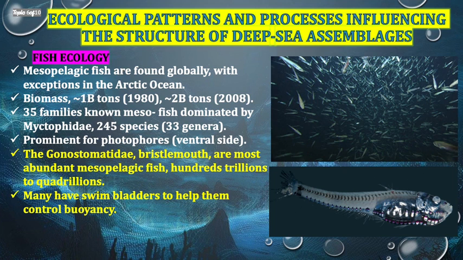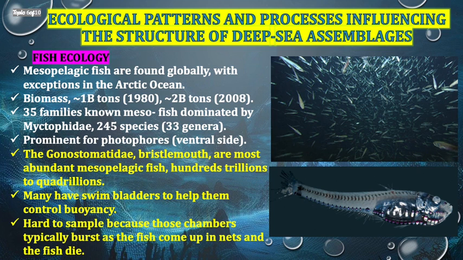Many mesopelagic deep sea fishes have swim bladders that help them to control buoyancy. And as we know, this is very important because if the fish actively swims all the time, the fish will likely use so much energy. And because of the presence of swim bladders, these marine fishes become hard to study because of the chambers in their bodies that contain gas, and that could easily burst when they come up from the water.